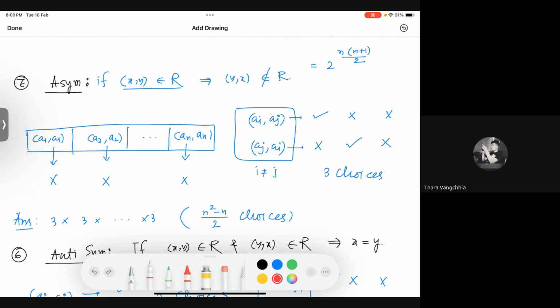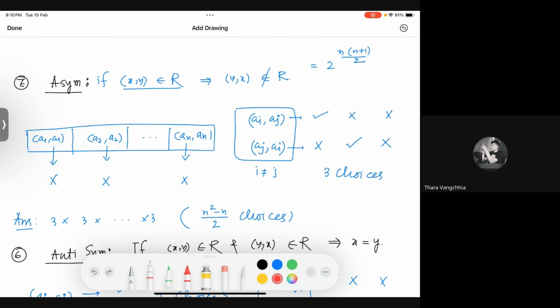Why? Because if (x, y) belongs to the set R, it will imply (y, x) does not belong to the set R. How can it be possible? So that's why every element, these n elements, does not belong to the set R. So it has only one choice.